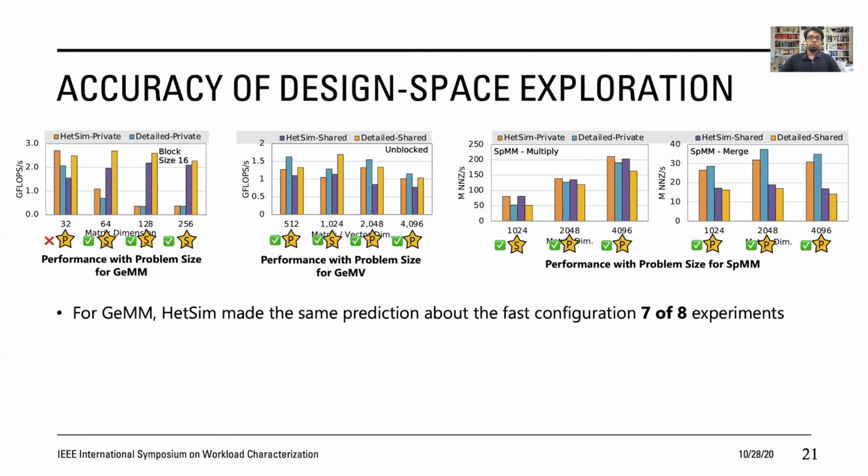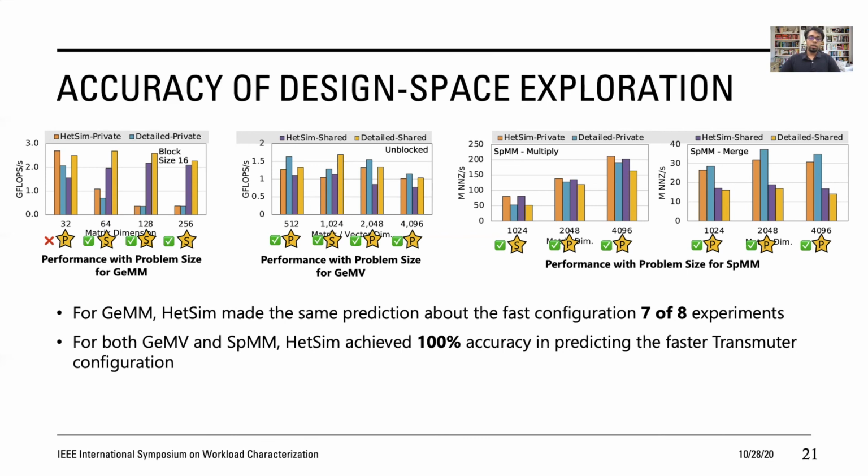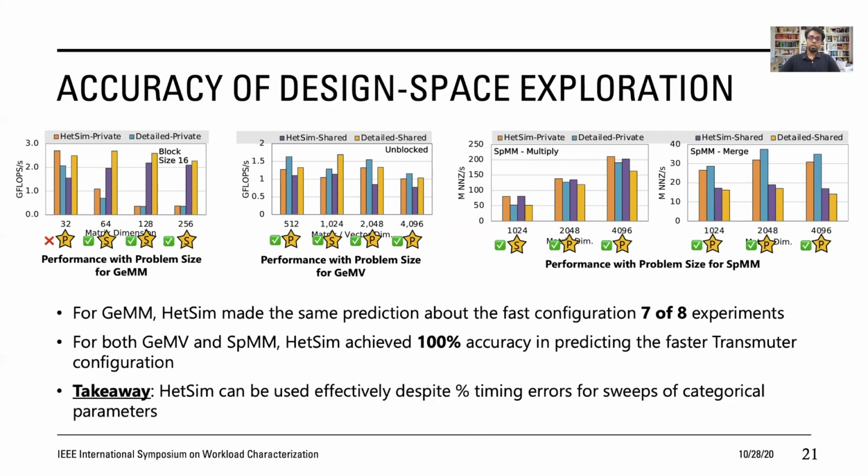For GEM, we see that HetSim has made accurate predictions for 7 out of 8 configurations, while it's achieved 100% accuracy in prediction for all the data points for the other 2 workloads. The key takeaway here is that for experiments that determine the value of a categorical dimension, such as the best mode of data sharing in this case, the absolute value of errors introduced in the timing estimations with HetSim are not very significant, and we can still predict which transmitter configuration in this case is best using HetSim with reasonable accuracy.